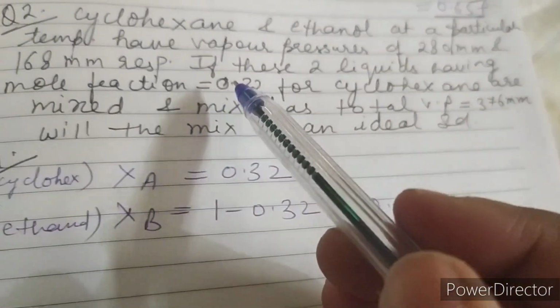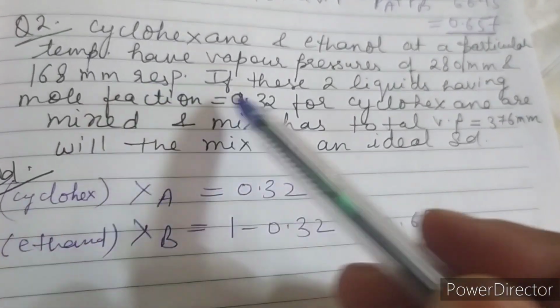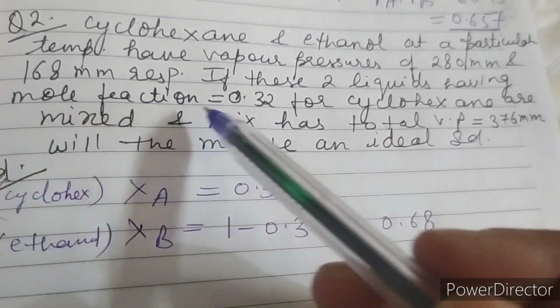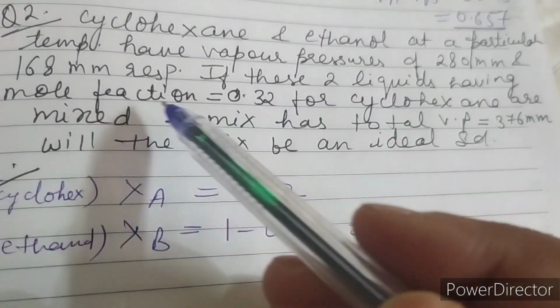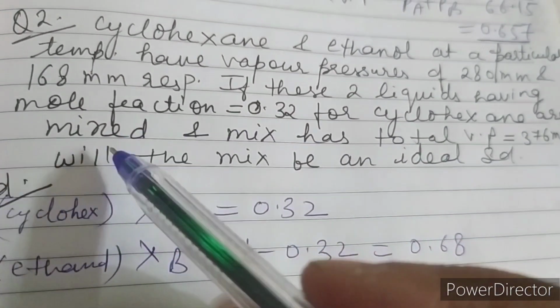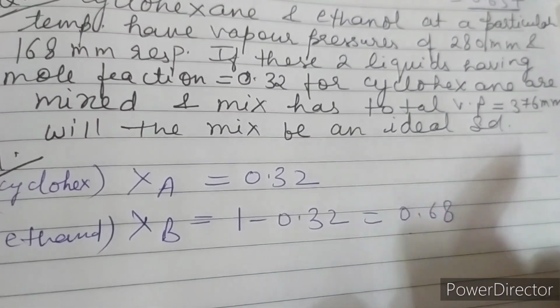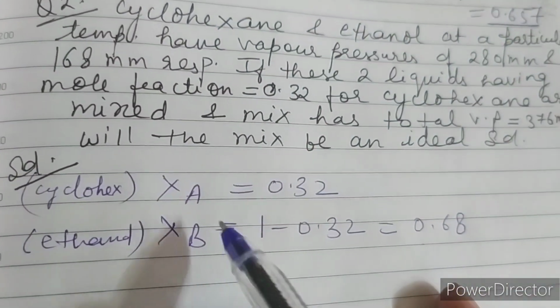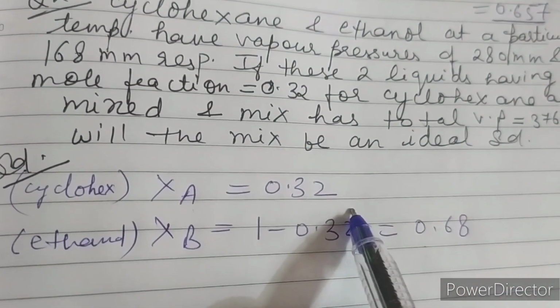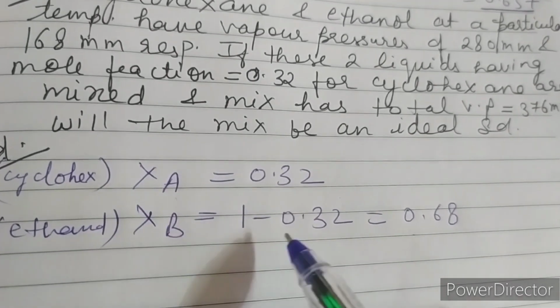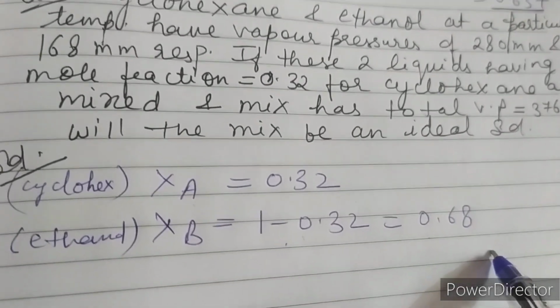The next numerical: cyclohexane and ethanol at a particular temperature have vapor pressures of 280 and 168 mm respectively. These two liquids, having mole fraction 0.32 for cyclohexane, are mixed and the mixture has total vapor pressure 376 mm. Will the mixture be an ideal solution? Here the mole fraction of cyclohexane has been given. So we will calculate that of ethanol by subtracting it from 1, that is 0.68.